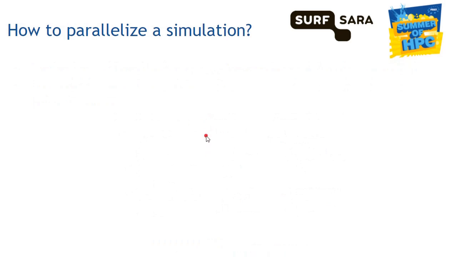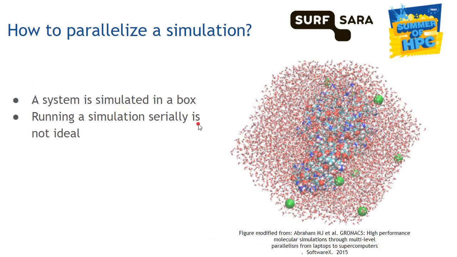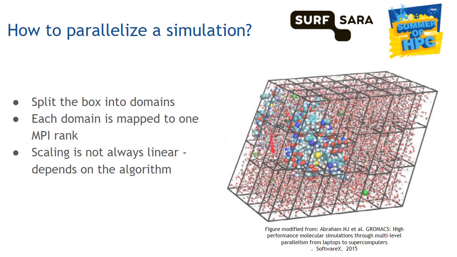So, how do we parallelize a simulation? When we simulate a system, what we actually simulate is a box with the molecule of interest, water molecules, and ions inside of it. We could simulate one such box on a single core. However, it will take a really long time to calculate all the interactions in such a system. What we can do is decompose the box into domains and map them to MPI ranks so that a single MPI rank handles all calculations within one domain.